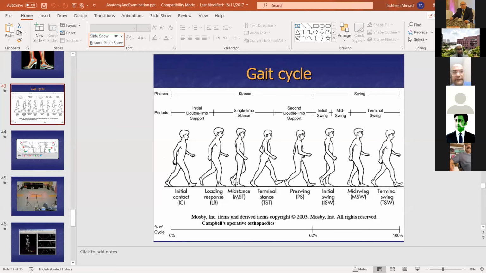So guys, if you look at it, it says initial contact. It doesn't say heel strike. We used to call it heel strike. Now it says initial contact. Why is that? Can anybody explain to me why the terminology has changed? After a very nice lecture from Tashwin Sahab.